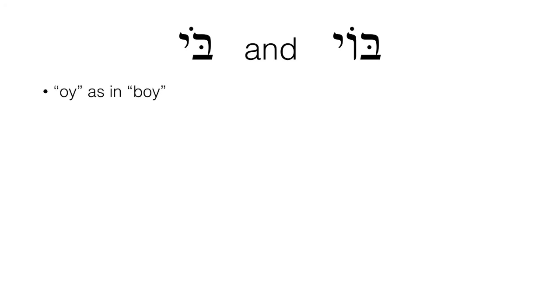The next diphthong makes sense with how you would sound out this syllable. A combination of holem, vav, and yod, or holem, yod, would be oi, as in boy. And in fact, that's exactly how you would pronounce the Hebrew syllable above, boy.